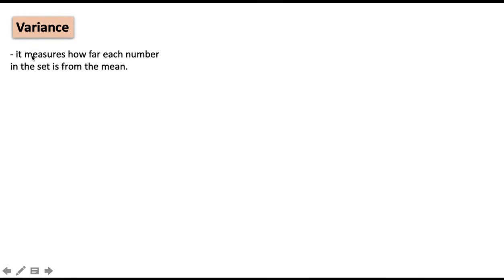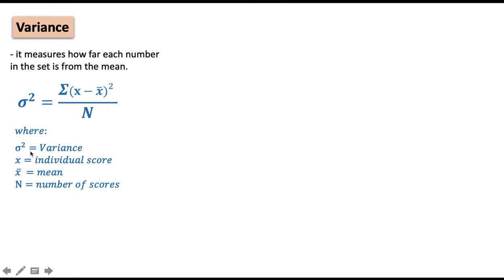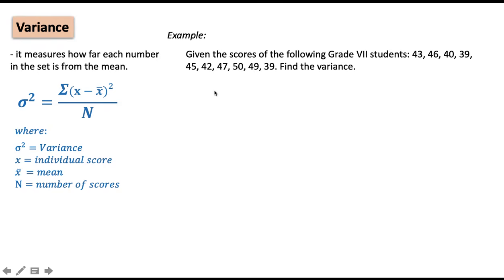Next is the variance. It measures how far each number in the set is from the mean. This is the formula: sigma squared is equal to the summation of quantity x minus the mean, squared, all over N, wherein sigma squared is the symbol that commonly represents variance, and x represents the individual score. X bar is the mean. Capital N is the number of scores. So we're going to use the same data to solve for the variance.